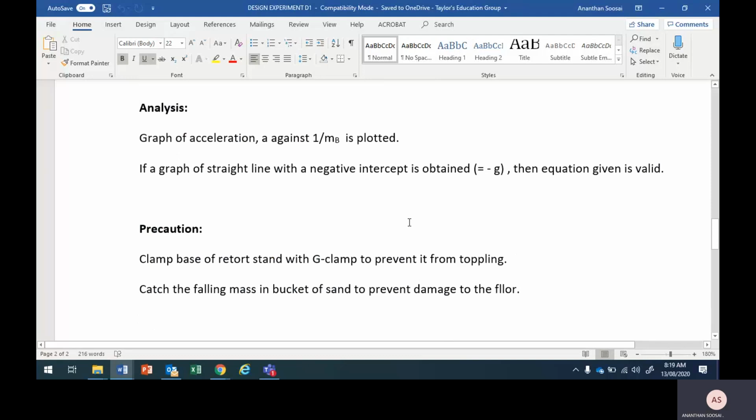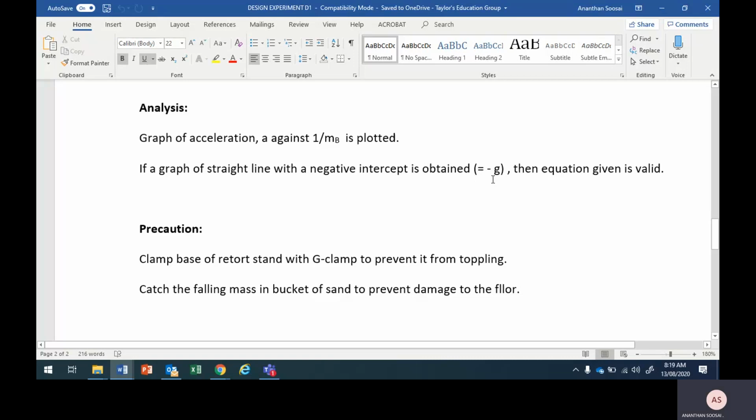Oh, 1 over mb, right? Graph of acceleration: A versus 1 over mb. A versus 1 over mb. So A against 1 over mb to be plotted. 1 mark. A straight line, 1 mark, with a negative intercept obtained, where the negative intercept is negative g.